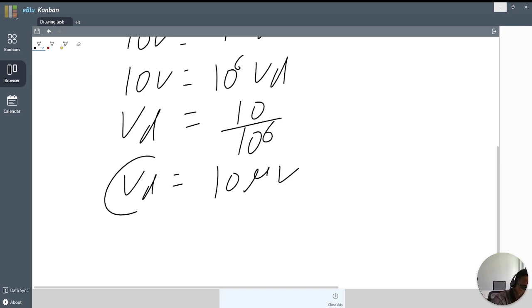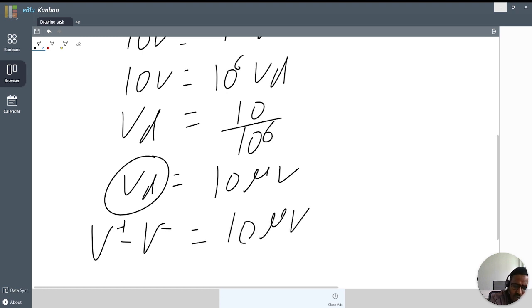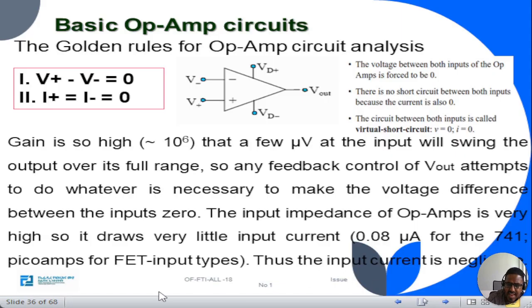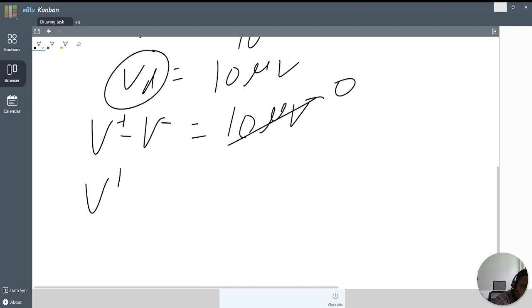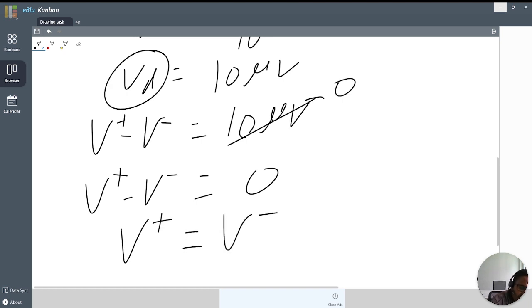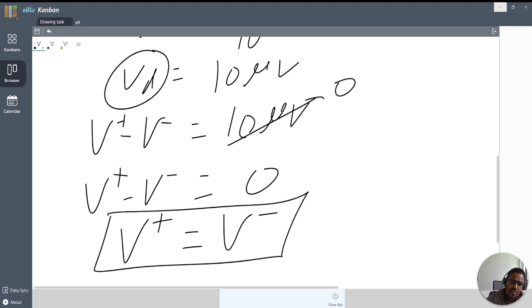That means Vd, which is V non-inverting minus V inverting, becomes 10 microvolts. This input voltage is also negligible, so this becomes 0. So V non-inverting minus V inverting becomes 0. That means V non-inverting equals V inverting. That is a rule of op-amps.